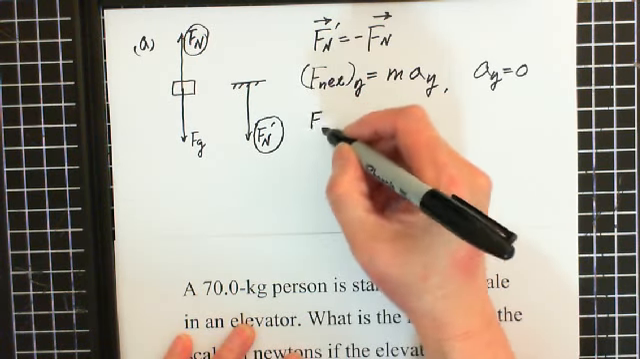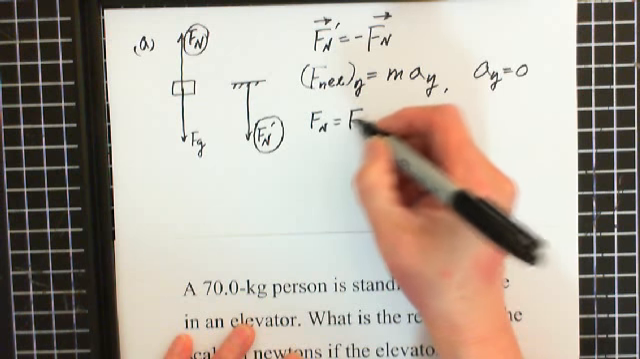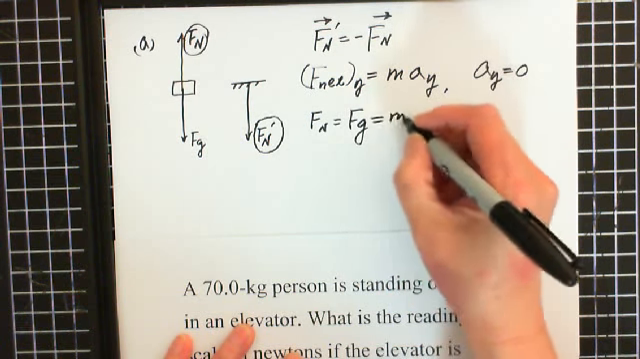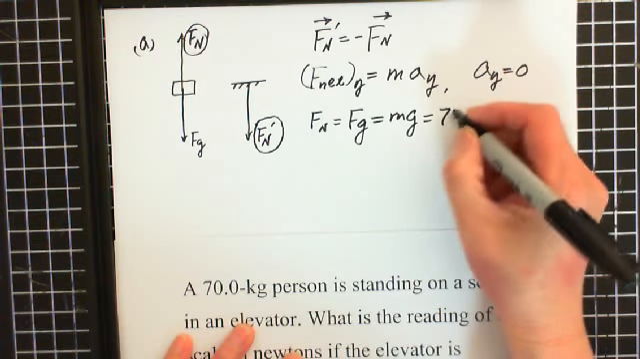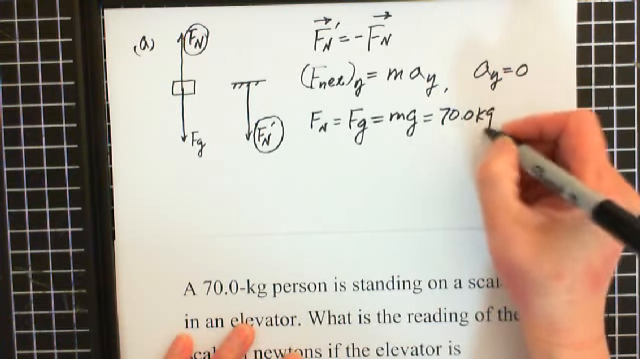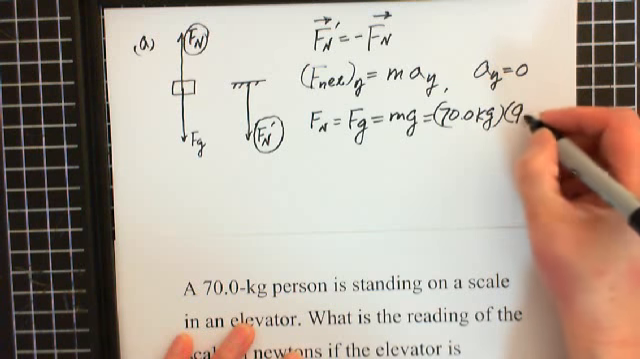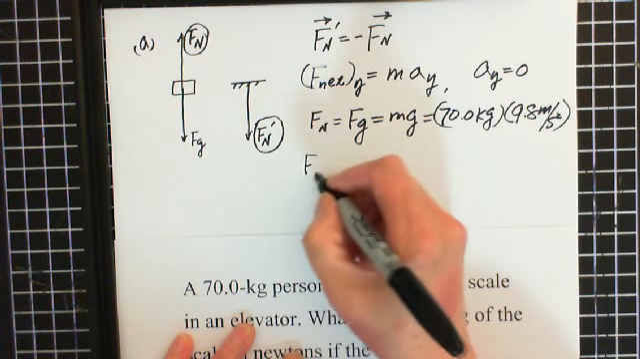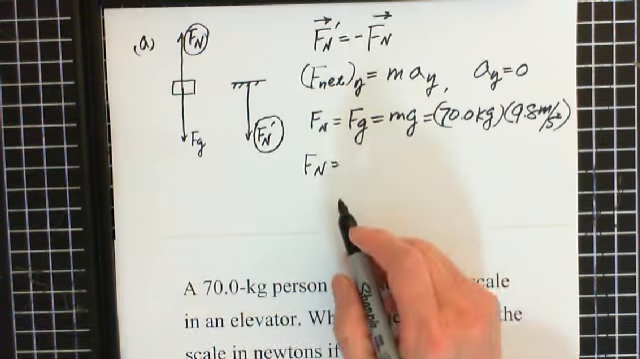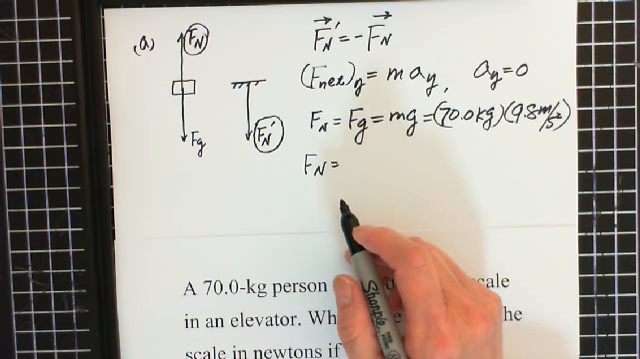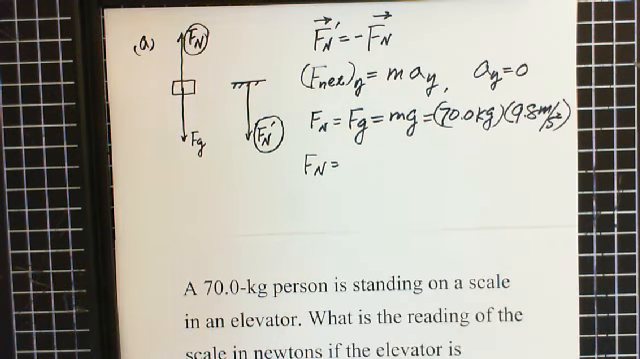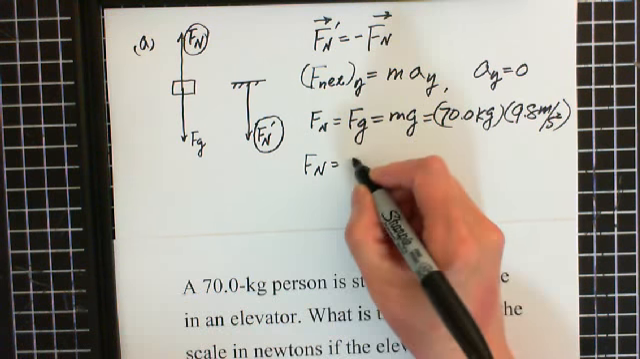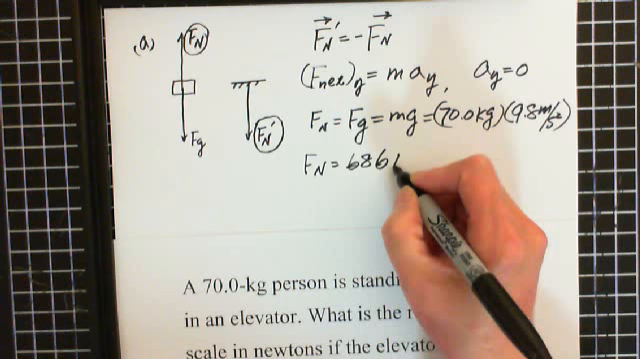So normal force equals Fg, which equals mg, equals 70 kilograms multiplied by 9.8 meters per second squared. So the normal force equals 70 multiplied by 9.8. We can calculate the magnitude, which equals 686 newtons.